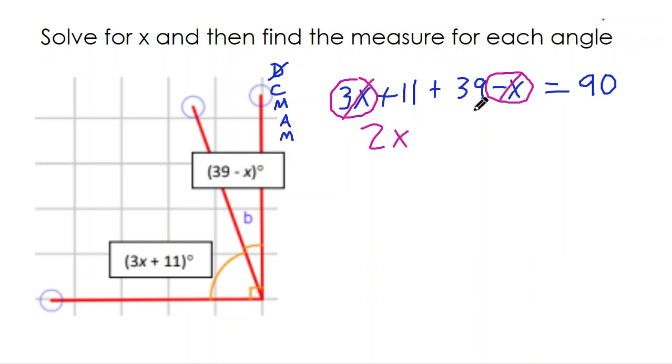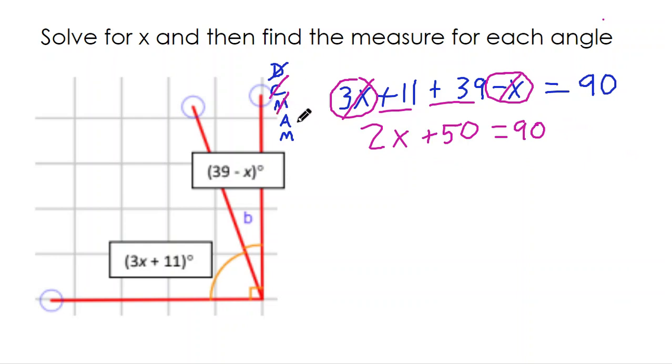All right, what else do I have that I can combine? Well, I have a plus 11 and I have a plus 39. Plus 11 plus 39 would give me 50. So I have a 2x plus 50 equals 90. So now I'm done with combining my like terms. The M means move variables to one side. My variable's already on one side. There's nothing on the right except for that 90, so I'm done with that step.